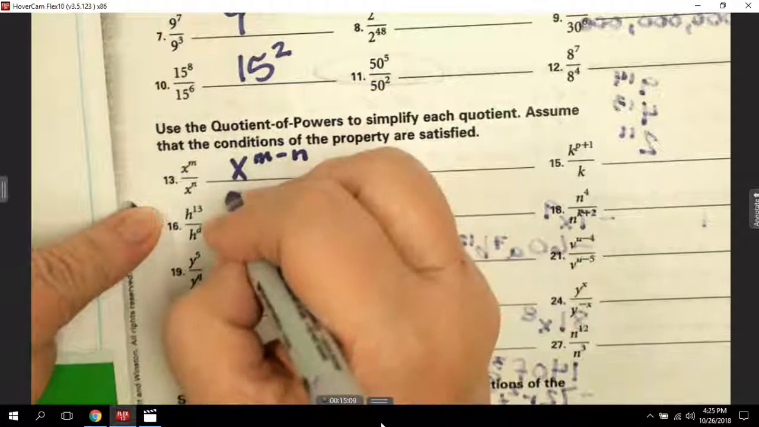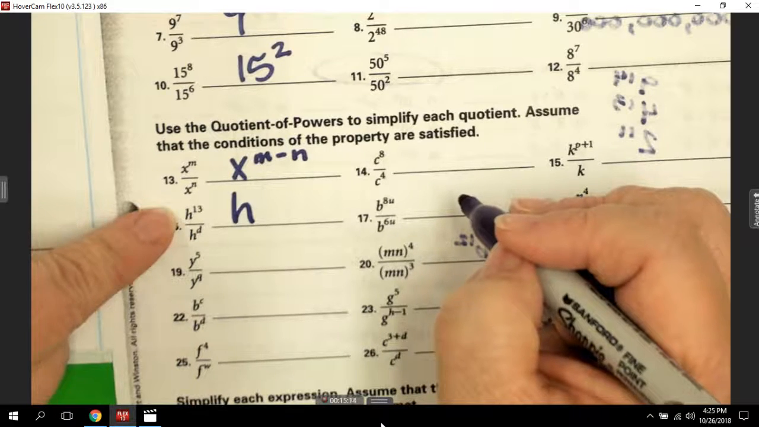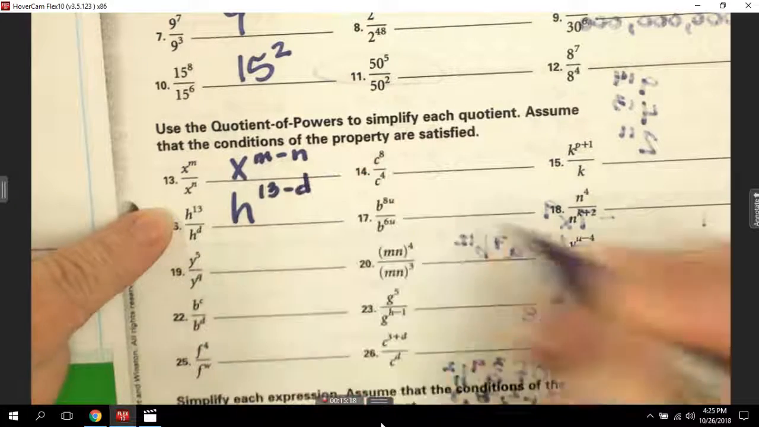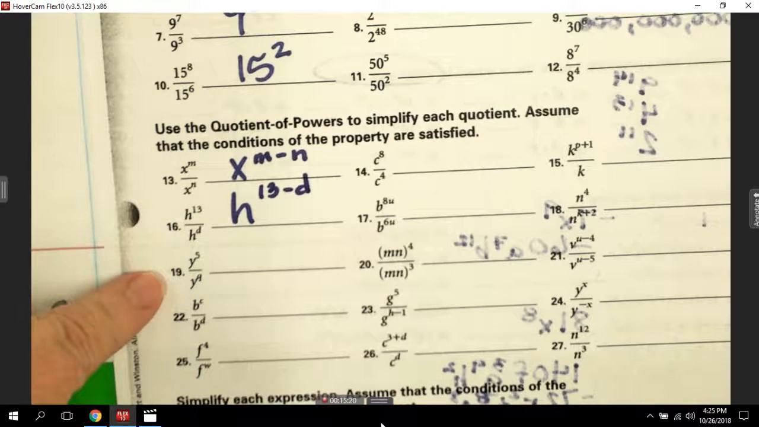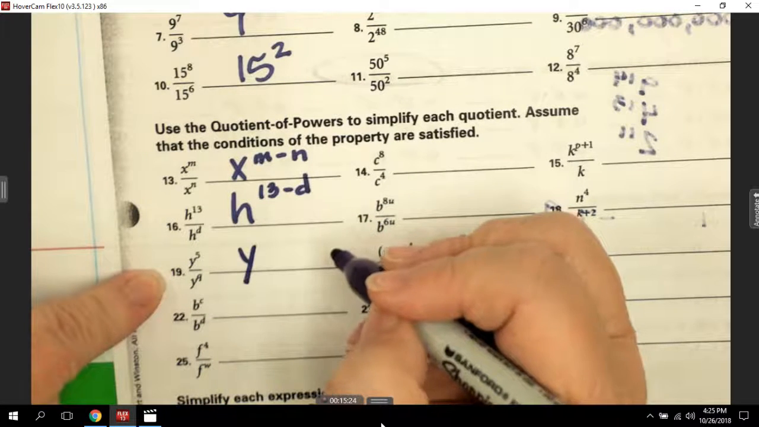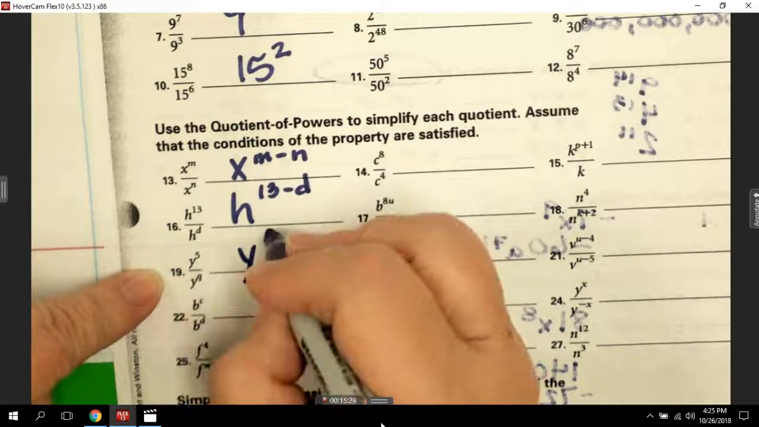Number 16, our base number is the same in division. We're going to subtract the exponents, but the best we can do here is 13 minus d. Number 19, y is the base number. In division, we're going to subtract the exponents. 5 minus q is the best we can do.